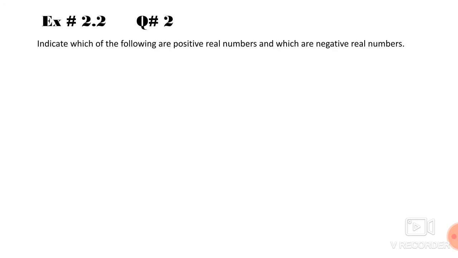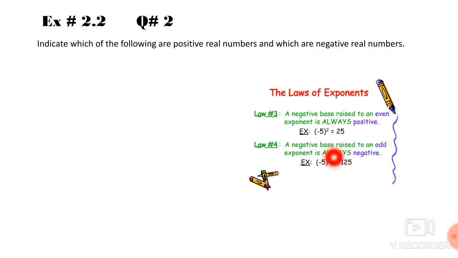Exercise 2.2, question number 2. Indicate which of the following are positive real numbers, which are negative real numbers. Okay, let us recall. A negative base raised to an even exponent: base is negative and the exponent is even, then the answer is always positive. A negative base raised to an odd exponent: base negative, exponent is odd, then the answer is always negative.